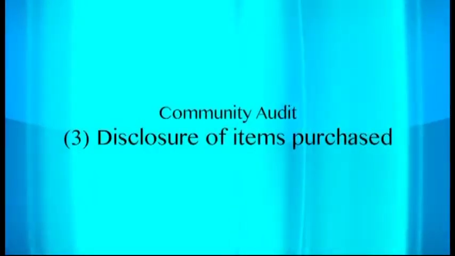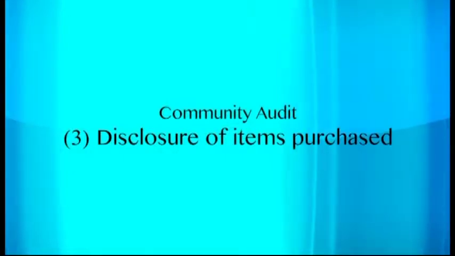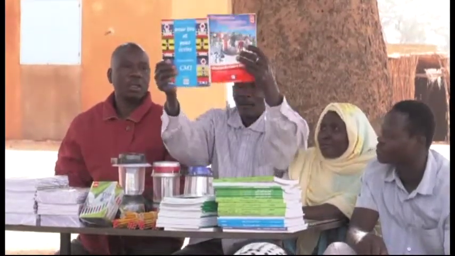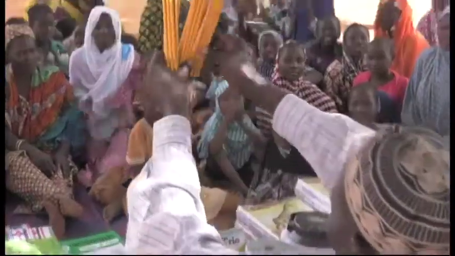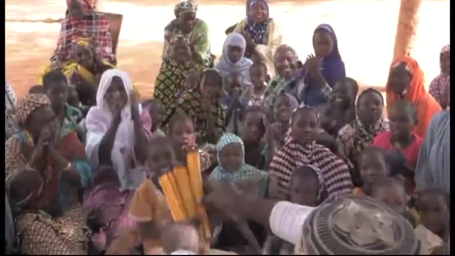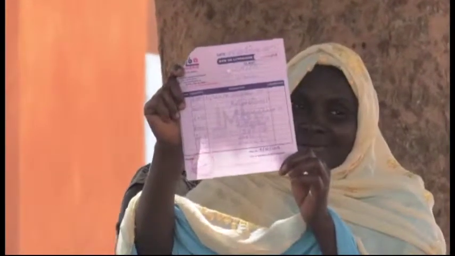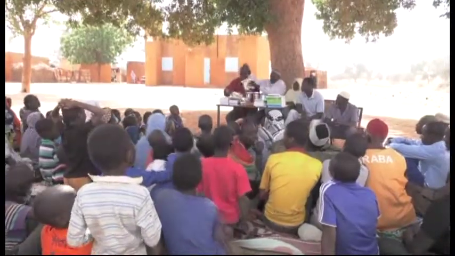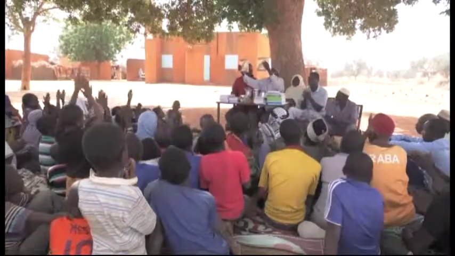3. Disclosure of items purchased. Next, items decided on under the action plan are purchased and presented at the community meeting. The purchases and certification documents are confirmed by the community, teachers and other relevant staff at the meeting. Through this process, the school grant is managed and used appropriately.